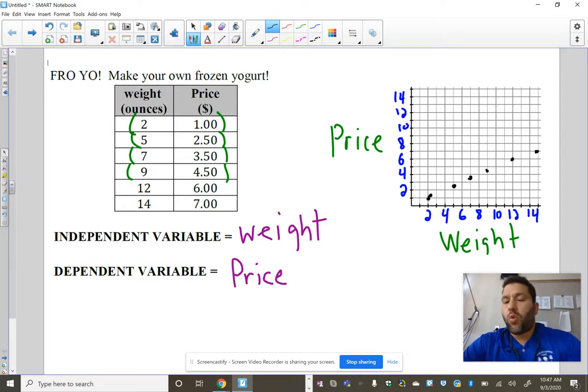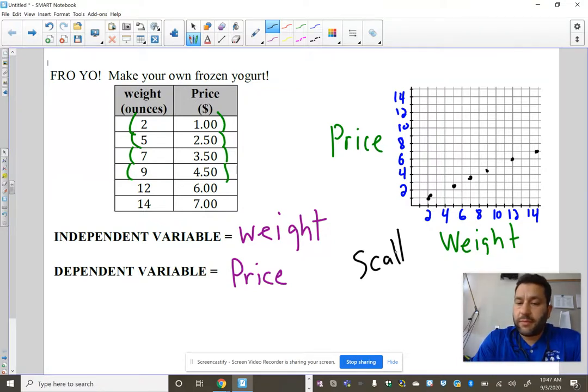When we put these points on the graph, does anybody know what this graph is now called? This is a scatter plot because we plotted a bunch of points in a scattered manner.